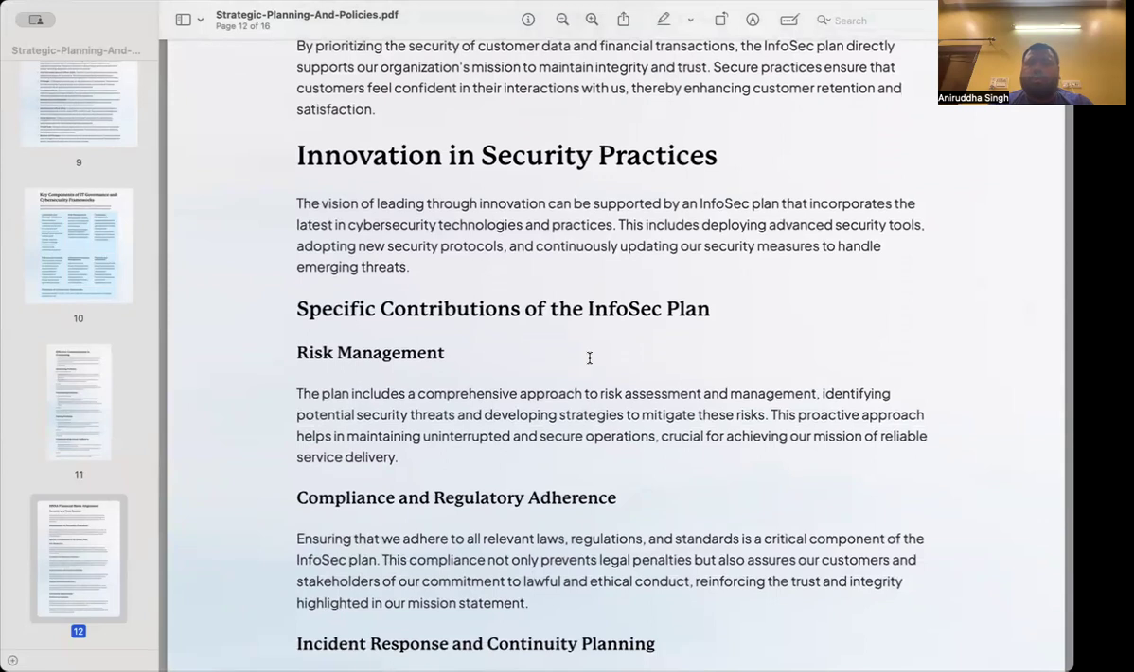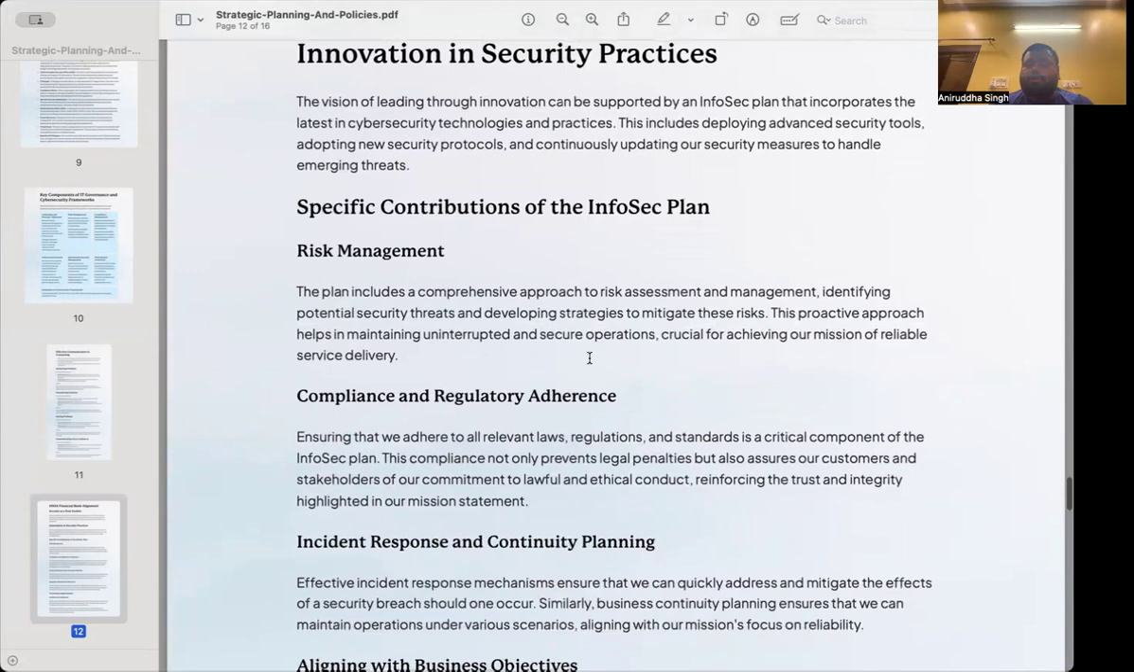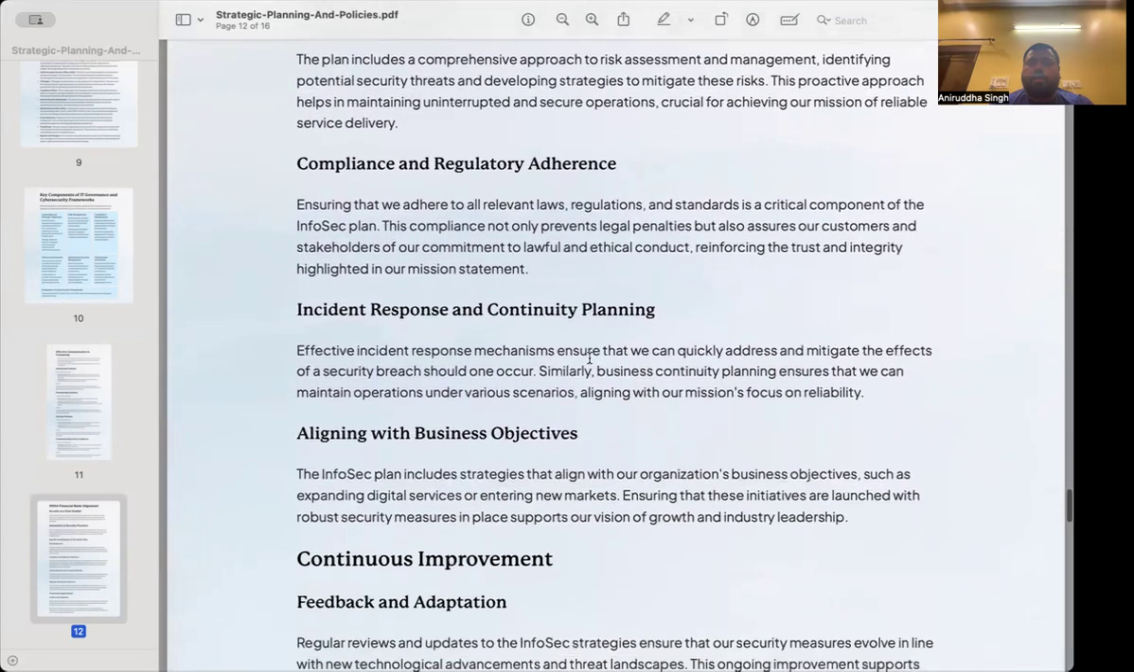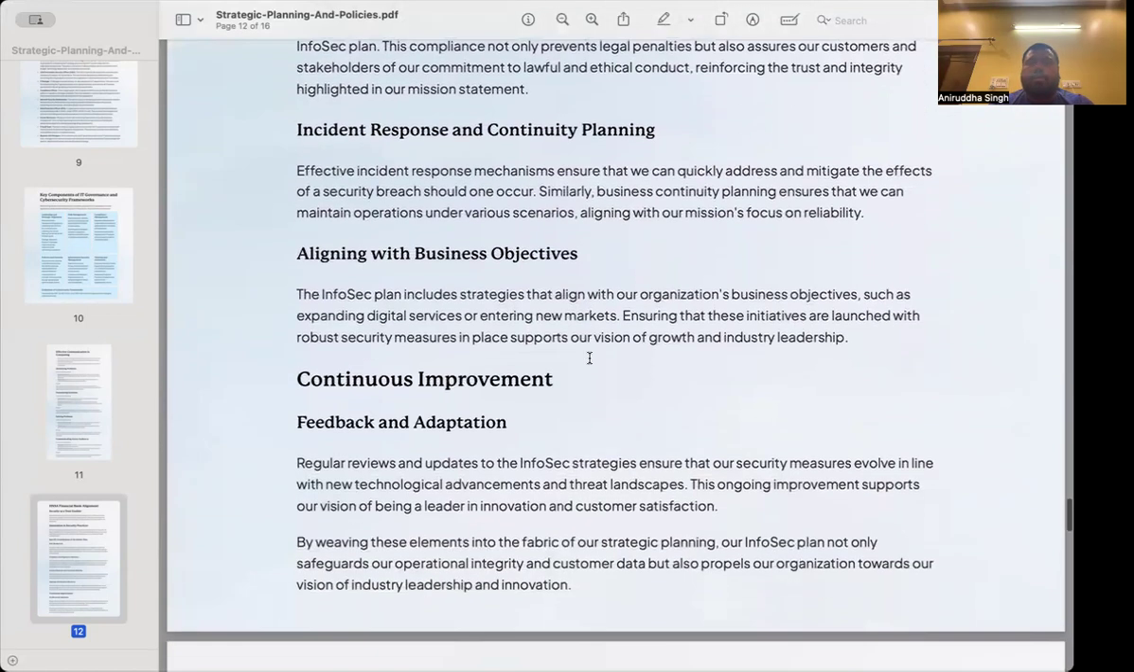We need to put innovation in security practices. So this includes deploying advanced security tools and adopting new security protocols. Then there are specific contributions for the InfoSec plan. So there is a risk management that is in place. This proactive approach helps in maintaining uninterrupted and secure operation. Compliance and regulatory adherence need to be there. This compliance not only prevents legal penalties, but also assures our customers and stakeholders that we are committed to lawful and ethical conduct. And there is incident response and continuity planning.